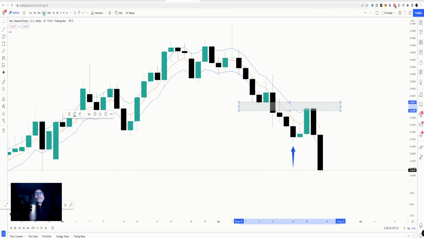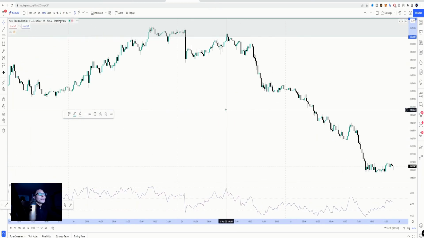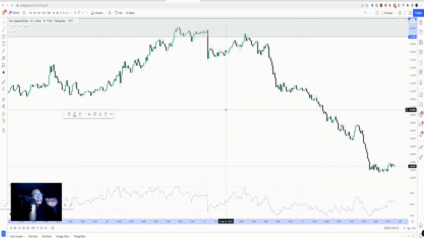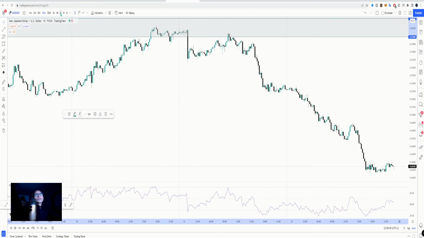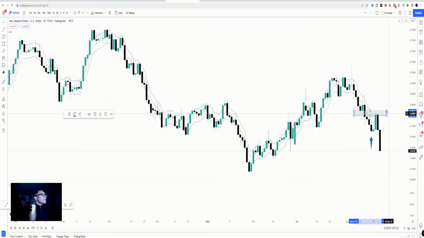And then on your 15 minute, this is my bread and butter sort of entry time period. You can see there's no divergence there. Price makes a high and it's going lower, and your RSI is also going lower. So there's no divergence entry there. But let me just go back to the daily and just delete this so that I can show you better on the 15 minute.